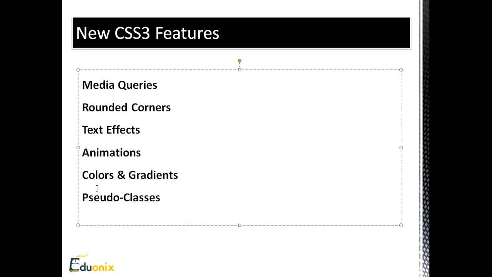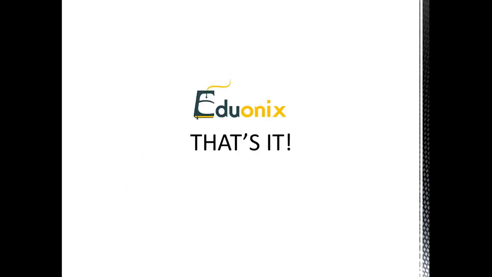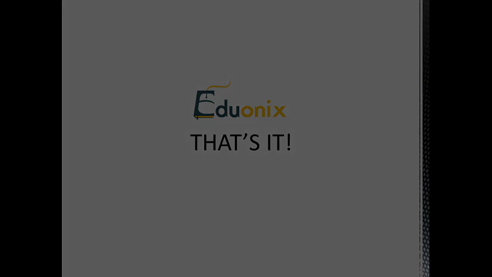Colors and gradients, we now don't have to use background images to have gradients. We can actually apply that right through the CSS. We have pseudo classes which allow us to better select certain elements. For instance, if we have an unordered list with five entries, 5 lines, we can target, say, the 3rd list element and style that by itself and not any of the other list elements. So that's something else that's really cool in CSS3. Alright, so that's it. That was a very brief introduction.